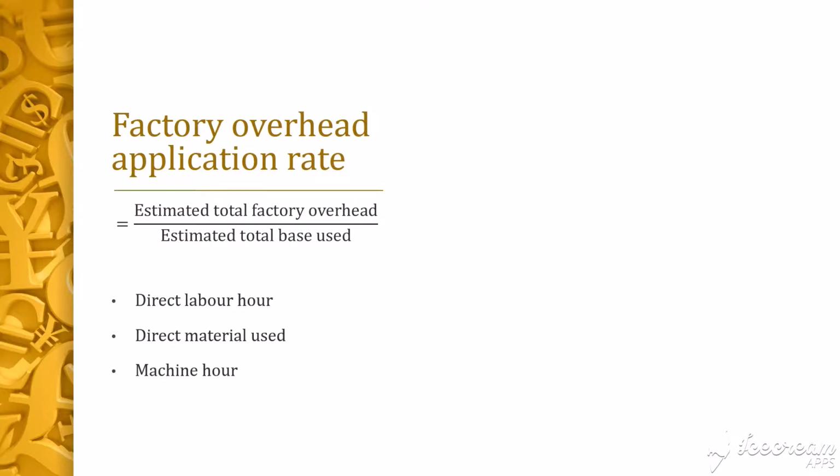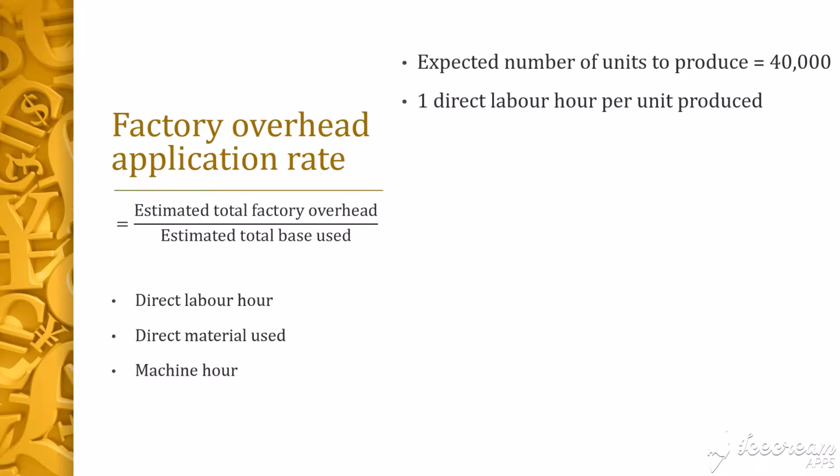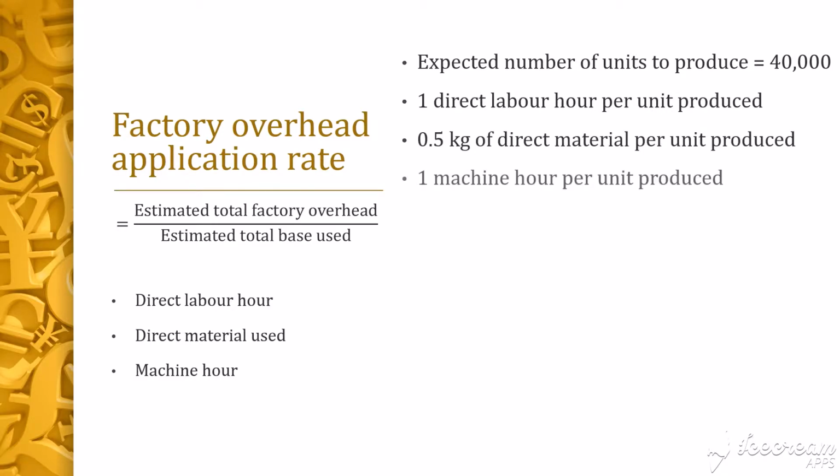The company needs to collect data about these bases expected to be used. Coming back to the previous example, where the company expected to produce 40,000 units for the year. To produce 1 unit, it uses 1 direct labor hour, 0.5 kilograms of direct materials, and 1 machine hour. To find the total base used, we will multiply the figure by 40,000.